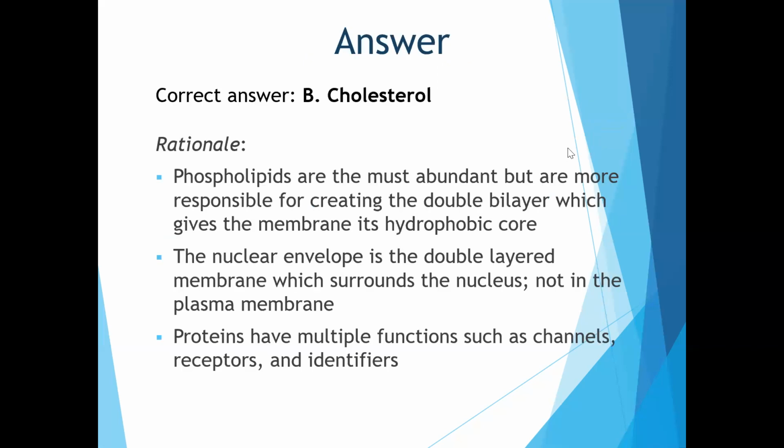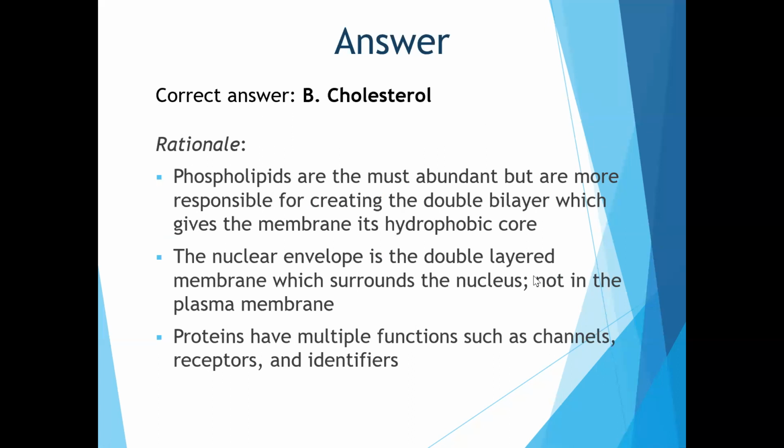The answer is B, cholesterol. So phospholipids are that head and tail component that you saw in that picture. We have a lot of them, and they create that double bilayer and give it its hydrophobic core. It's what partly makes it selectively permeable, but it's not necessarily what stiffens it up or gives it strength.